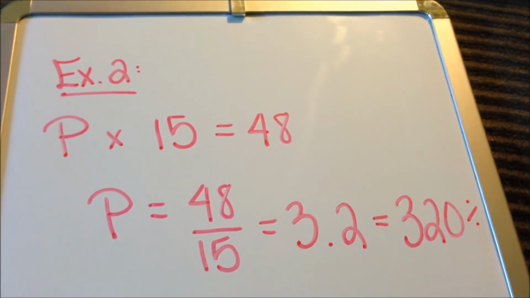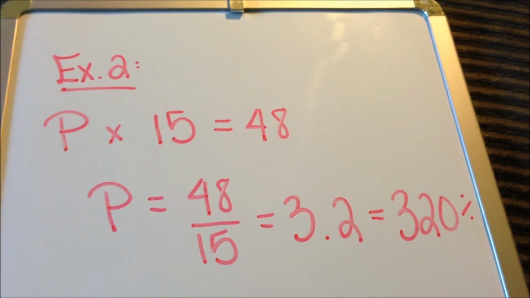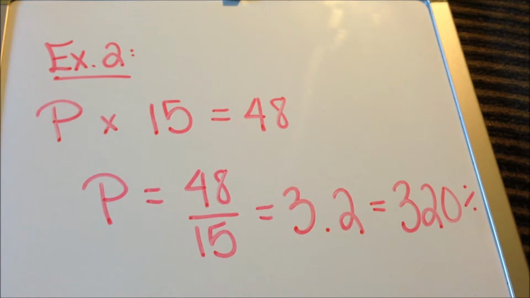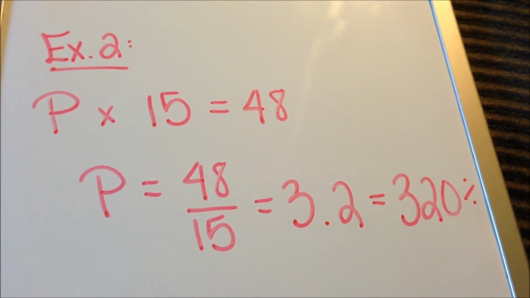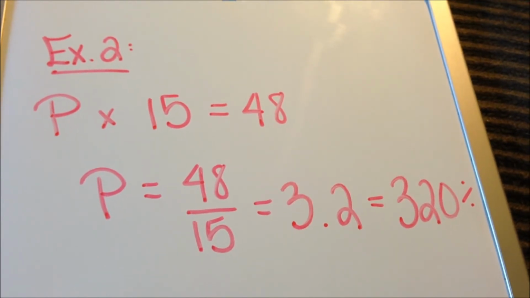Okay, for example 2, we have what percent of 15 is 48? So P times 15 equals 48. Divide both sides of the equation by 15 to get P by itself, so we have P equals 48 over 15, which when you type it into your calculator gives you 3.2, and converted to percent gives you 320%.